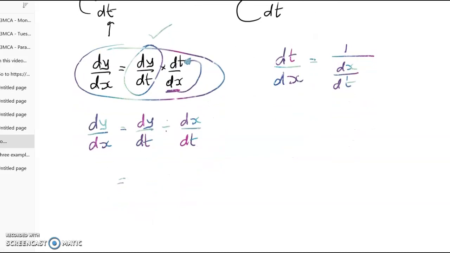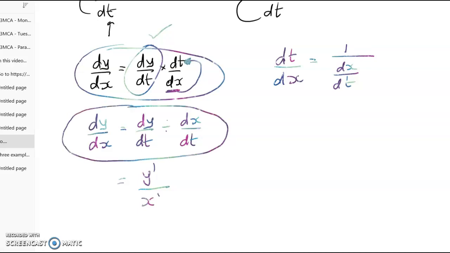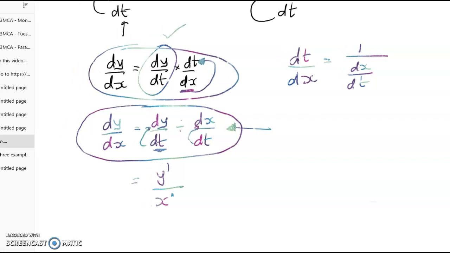Sometimes you'll see that written as y dash over x dash. I like writing it out fully with Leibniz notation, because when we come to do the second derivative, we're going to use some of these ideas, more than if we just have y dash over x dash. Because central to this whole idea is that there's a little change in t happening, which is driving the change in y and driving the change in x.